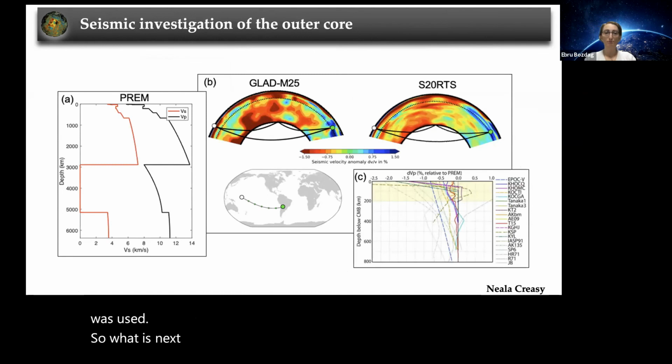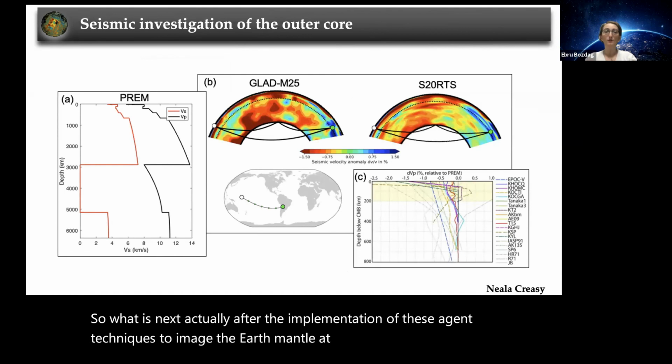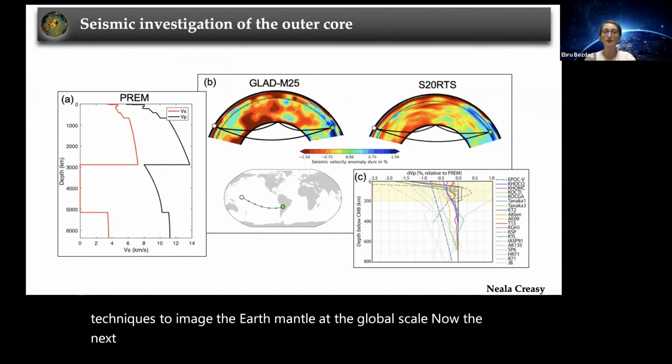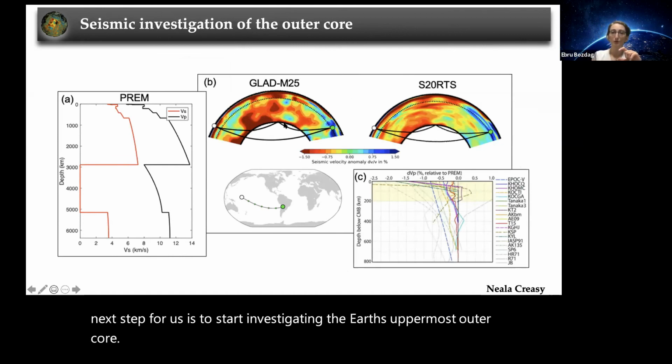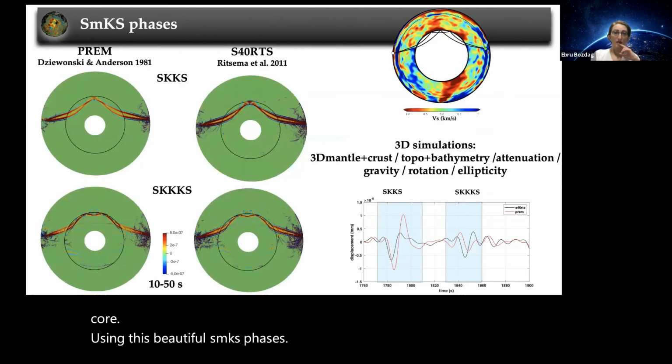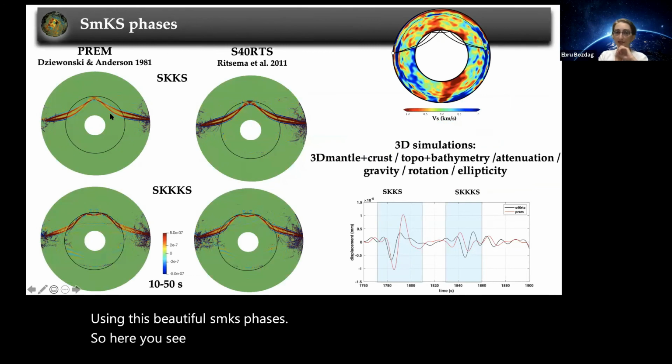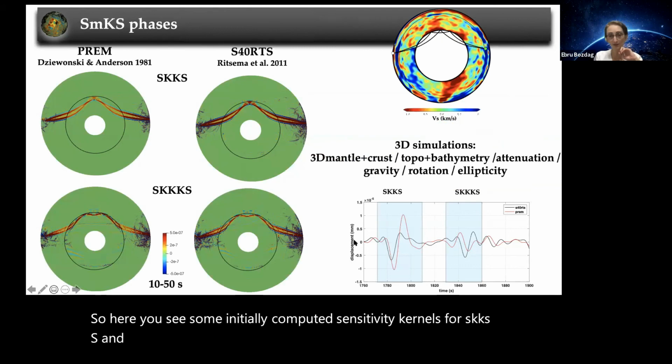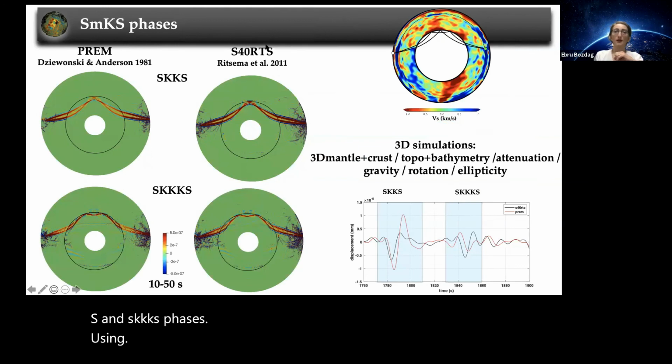Actually, after the implementation of these adjoint techniques to image the Earth's mantle at the global scale, now the next step for us is to start investigating the Earth's uppermost outer core using these beautiful SmKS phases. So here you see some initially computed sensitivity kernels for SKKS and SKKKS phases using the PREM model and the 3D mantle model S40RTS together with the 3D crustal model Crust 2.0.